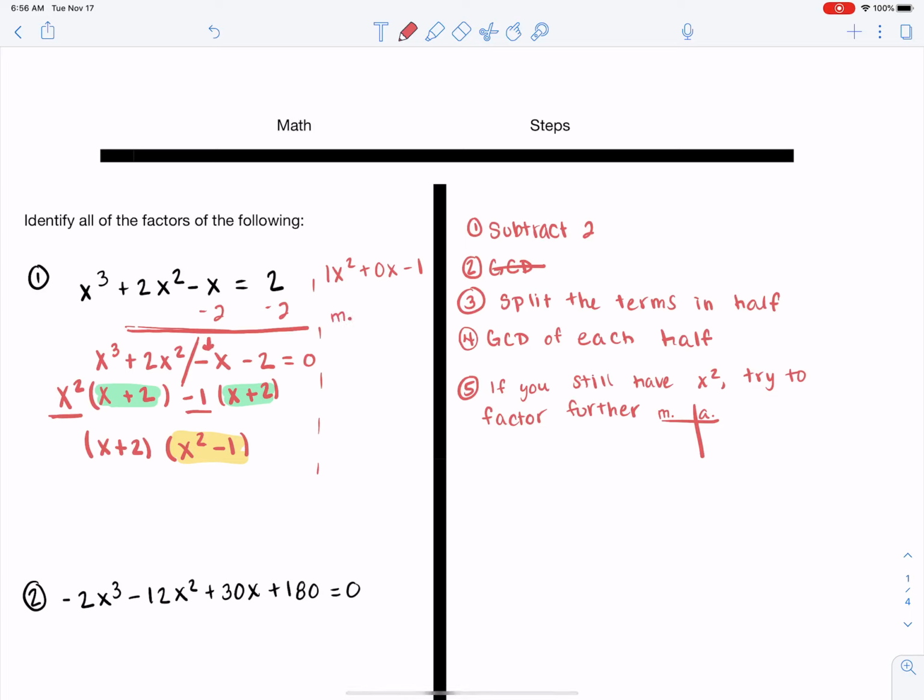I need 2 numbers that multiply to 1 times negative 1, and add to 0. Well, I know that negative 1 times positive 1 is negative 1 and adds to 0. So I can take this and split it into two factors, x minus 1 and x plus 1. So x squared minus 1 really factors further into x minus 1 and x plus 1. So now I have three factors, x plus 2, x minus 1, and x plus 1. And that's the answer.